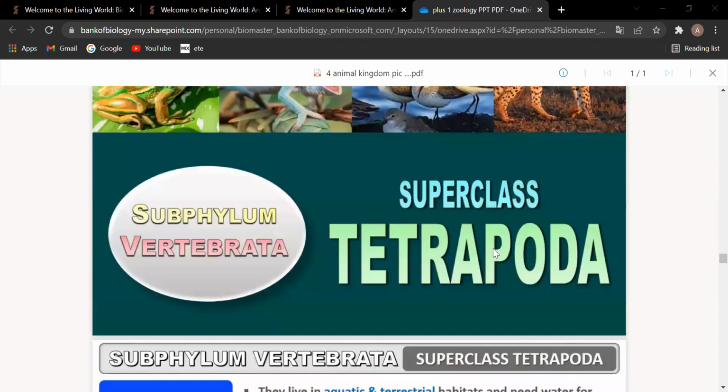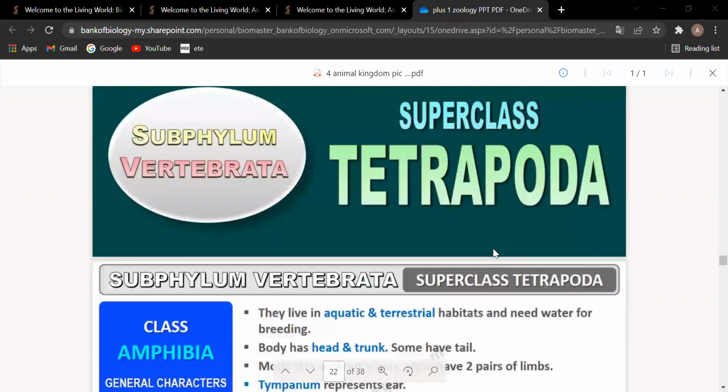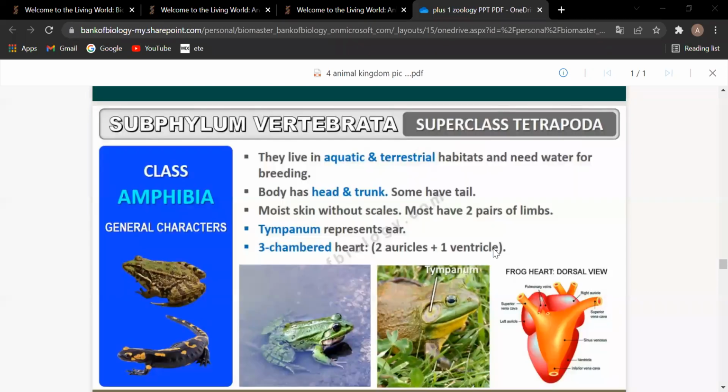Superclass Tetrapoda. Okay. First, we talk about amphibians. You know about amphibians also. They need water for breathing. Body has head, trunk, and some may have a tail. Tympanum represents the ear, so they don't have a proper ear. They are going to have tympanum.